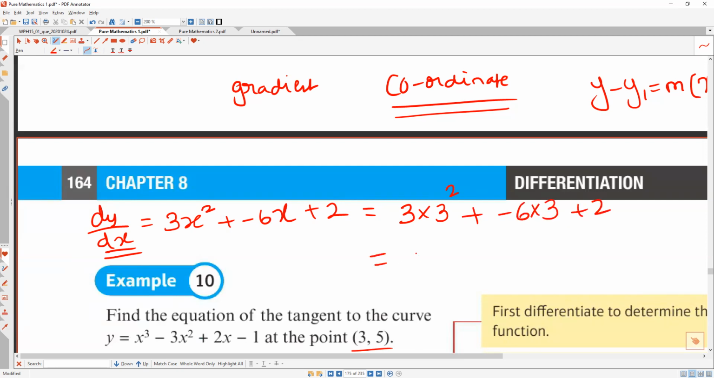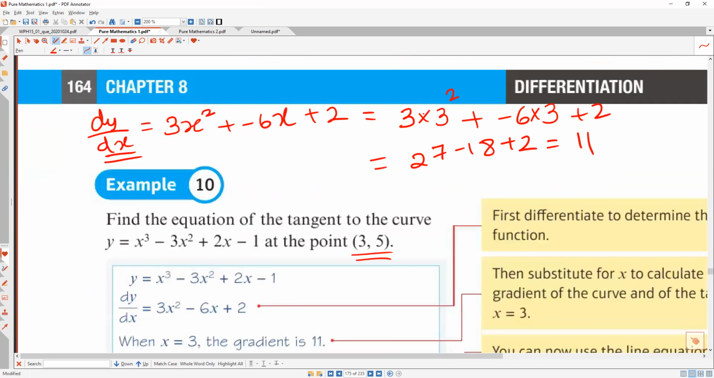How much is this coming in the calculator? 27 minus 18 plus 2. How much is it? 11. So your gradient is how much? 11. Let me check. Yes, it matched with the 11.